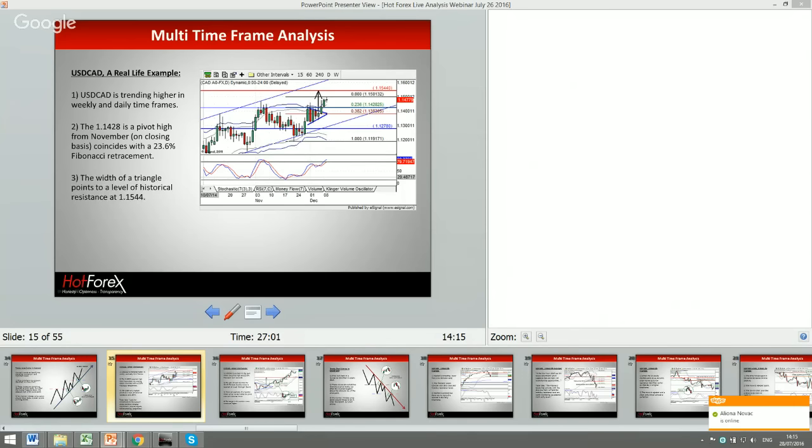Additionally, we've also identified a triangle, and when trading with triangles, the technical theory is that the width of the triangle points to a potential high, and that's what we've got here. We've got our target of 115.44 created from this triangle if we break out of the triangle. So this distance here has created our target from the breakout, which is here. So that's created our target of 115.44.